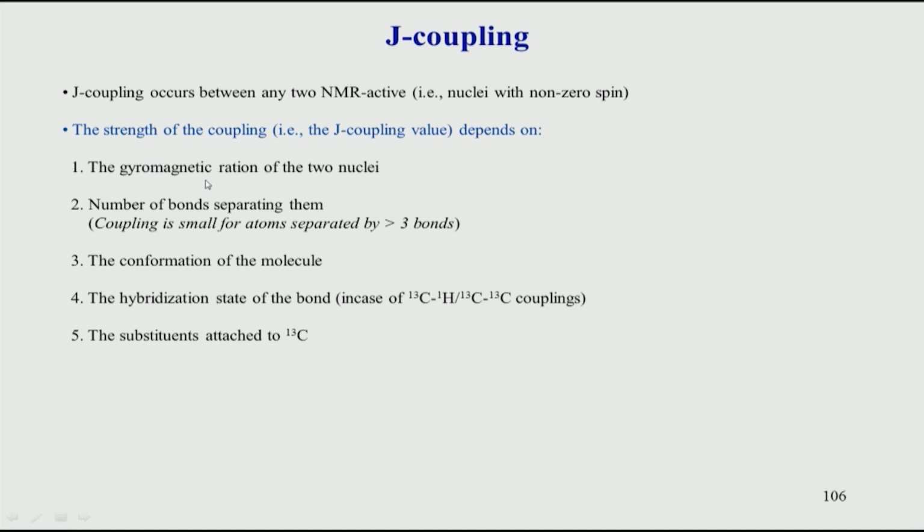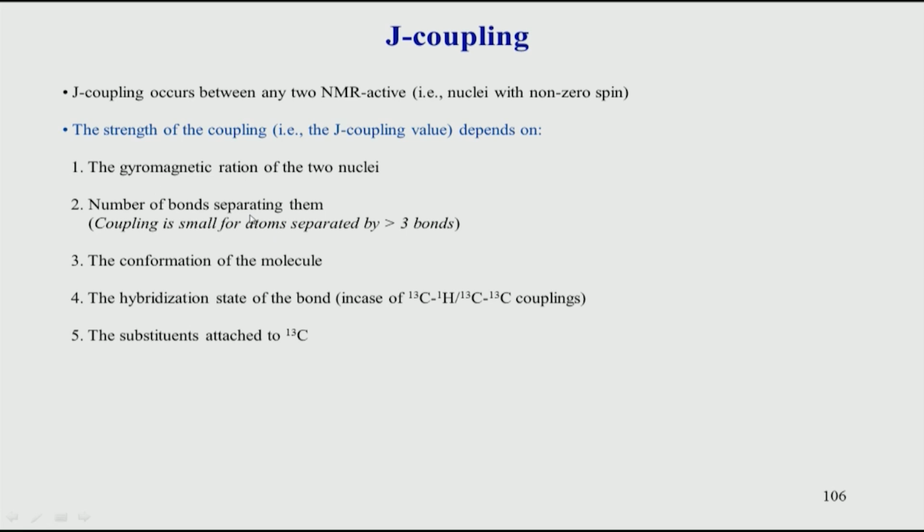For example, it depends on the gyromagnetic ratio of the two nuclei. Suppose you have two hydrogens, the coupling will depend on the gyromagnetic ratio, which is the same for both. But if you look at hydrogen to carbon, it will be less, because the carbon gyromagnetic ratio is less. That is number one.